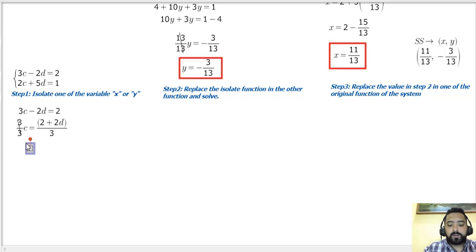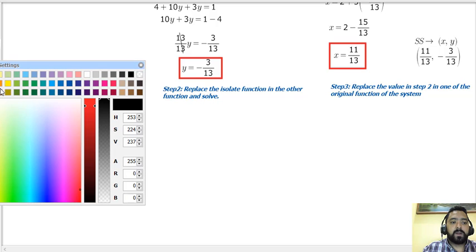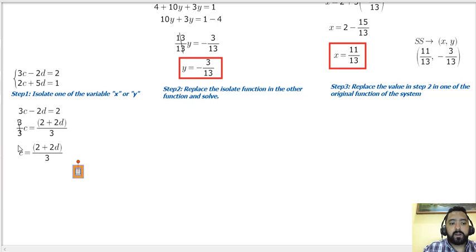And the answer is going to be c equals (2 plus 2d), and we are going to close the parentheses, over 3, okay? Over 3. And this is going to be the value for c. The value for c is going to be 2 plus 2d over 3. This is the value for d.